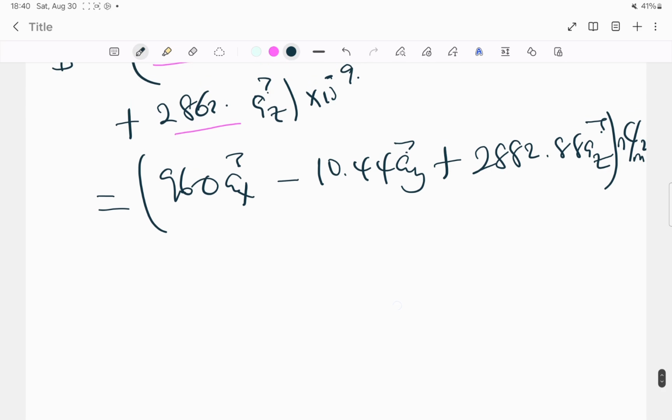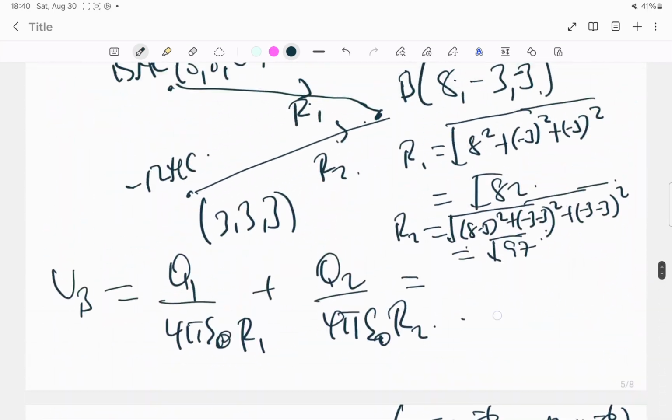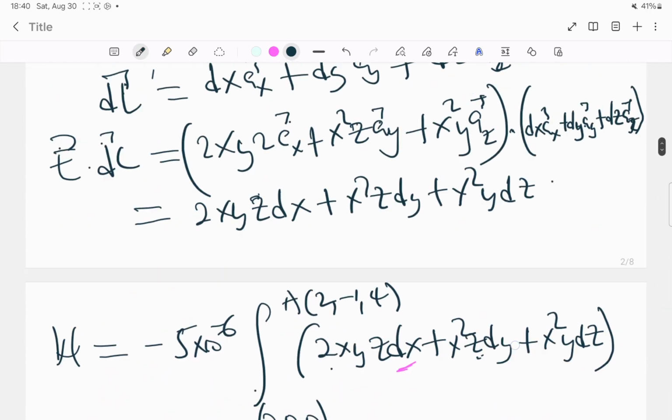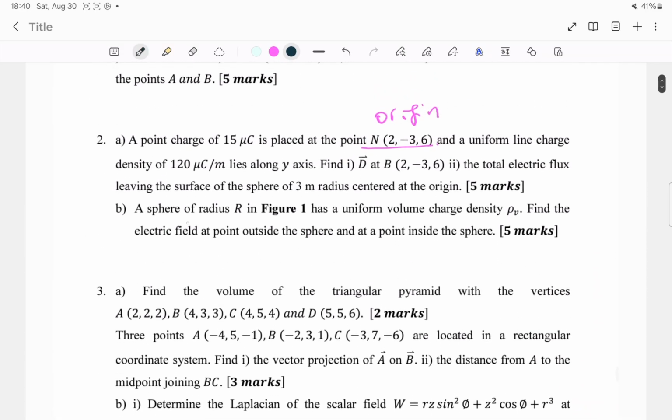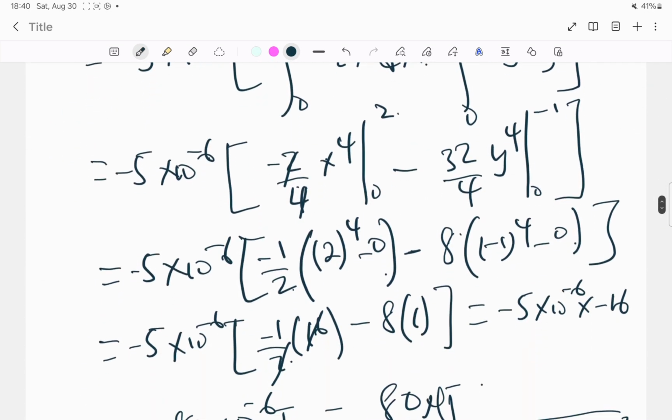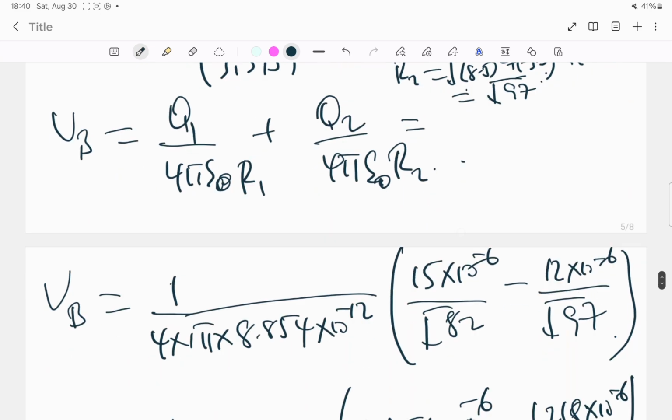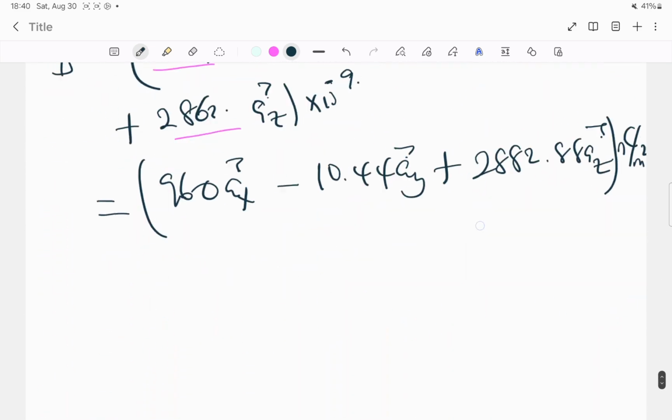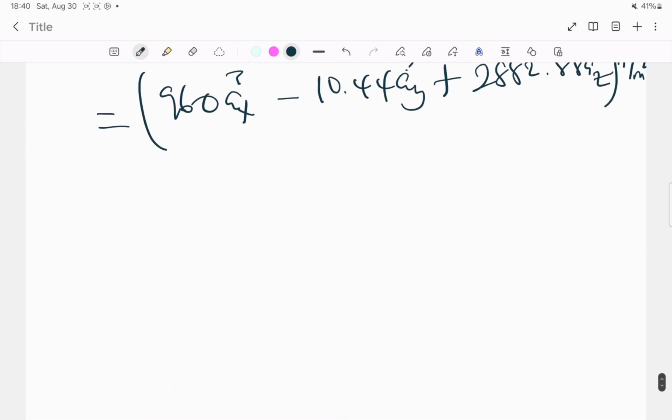Now, with this we move to the next question, which is question B. So question B, we are given a sphere of radius r in figure 1 that has a uniform volume charge density. Find the electric field at a point outside the sphere and at a point inside the sphere. So what that means is, the figure given is somewhere of this nature.